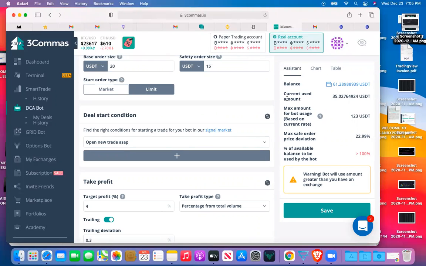Current used amount. What the bot has used out of $123 is how much? $35, guys. This is super amazing. $35 is what the bot has used so far out of the amount allocated for it. $35, guys. And how much profit has it done?